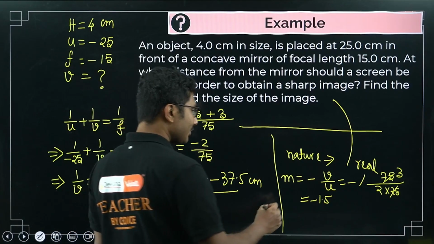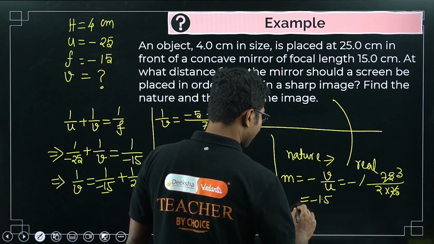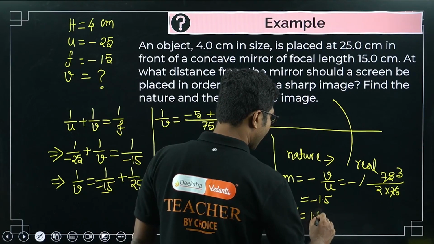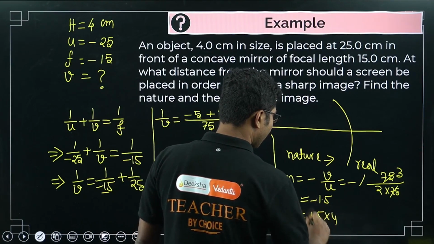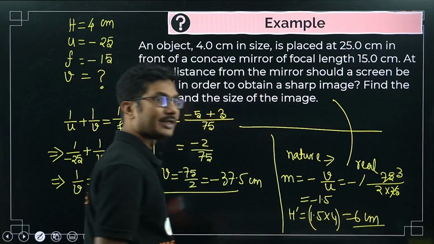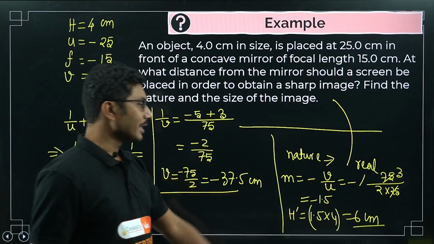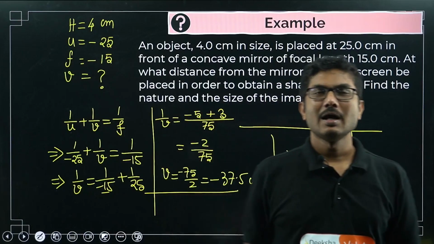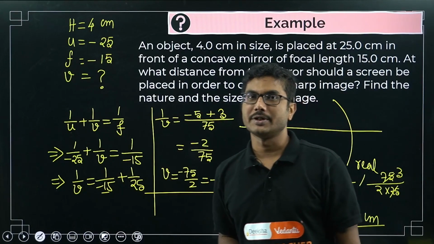So what is the size of the image? Size of the image will be H equals to 1.5 times 4. Okay, that is 6 centimeter, and this is inverted. While calculating the size, you can ignore the sign. Just you have to mention this is inverted image.